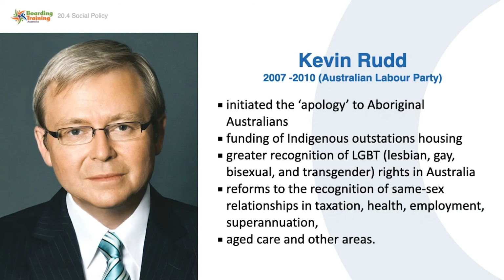After that we had Kevin Rudd. And we had Kevin Rudd twice, as you'll remember. He initiated the apology to Aboriginal people, and that's probably what he's really remembered for. The funding of Aboriginal outstation housing, greater recognition of LGBT rights in Australia, reforms to the recognition of same-sex relationships in taxation, health, employment, superannuation, and he also made changes in aged care and other areas.